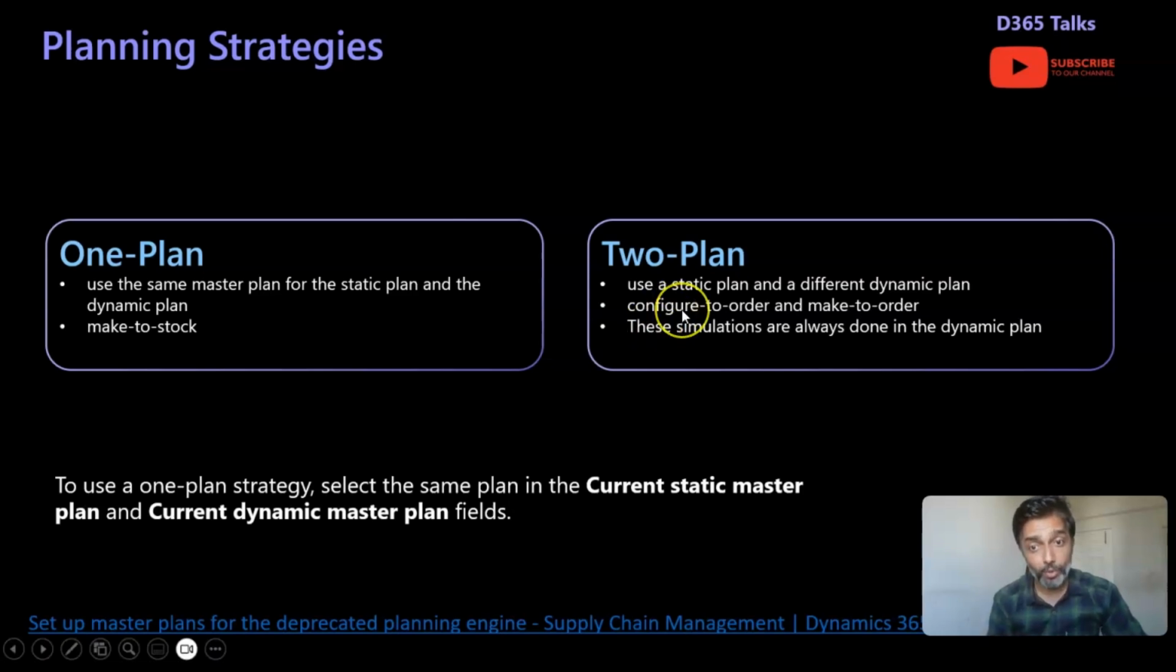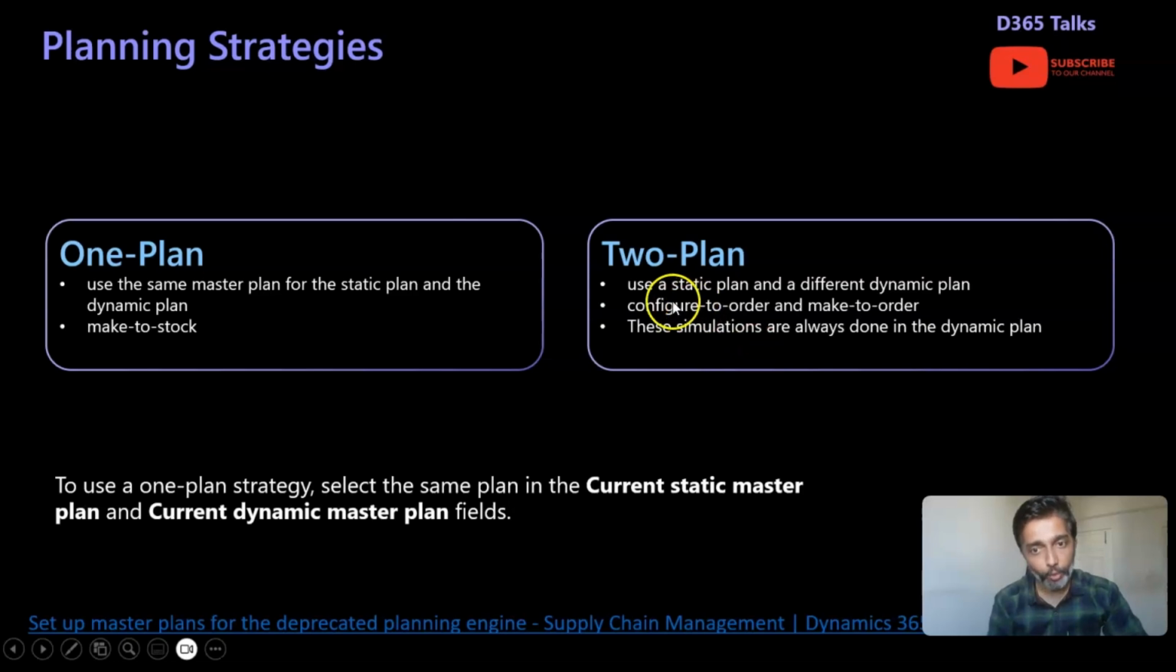Typically these are used where you have business scenarios to configure to order or make to order, especially in the automotive industry. That's the best example which I can give, where you receive the orders. You may need to configure your engine or the variants, and based on which you deliver the products to the customers. In those cases, a two plan strategy makes sense, because you need to keep in mind the short term demand and also the long term demand for those item requests.